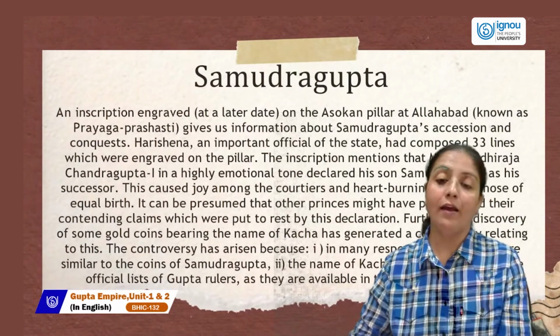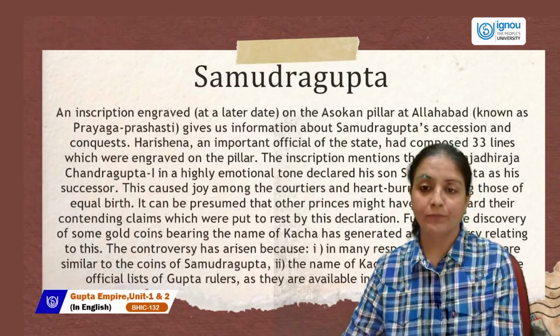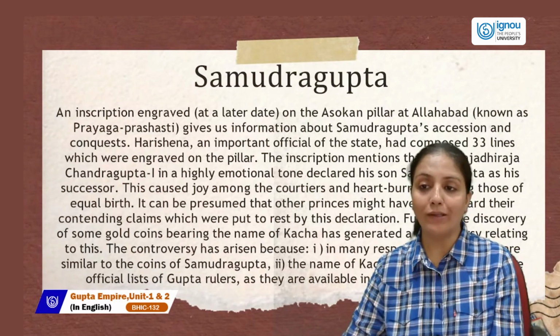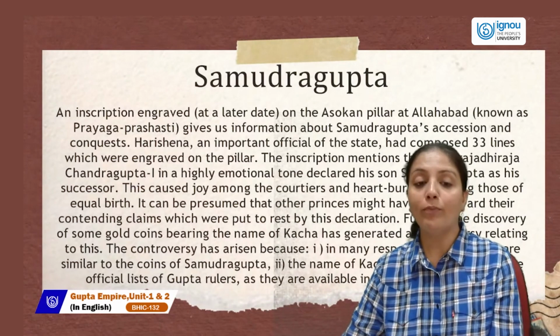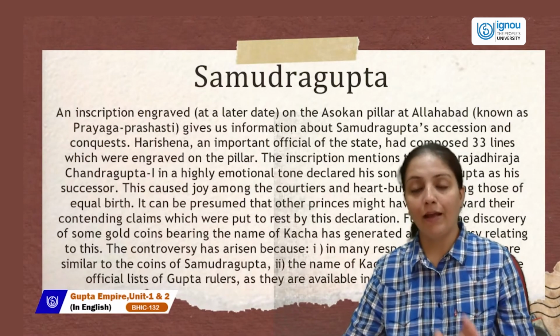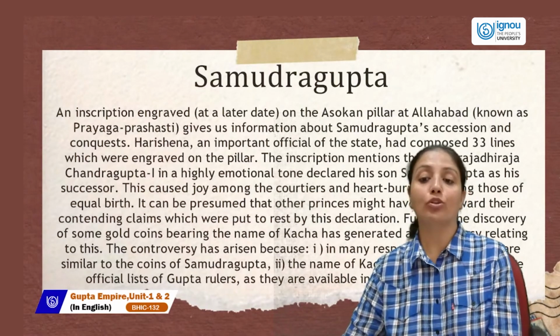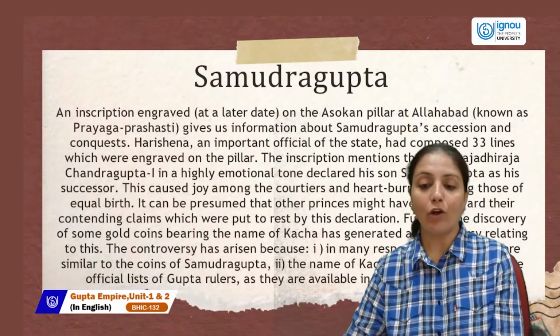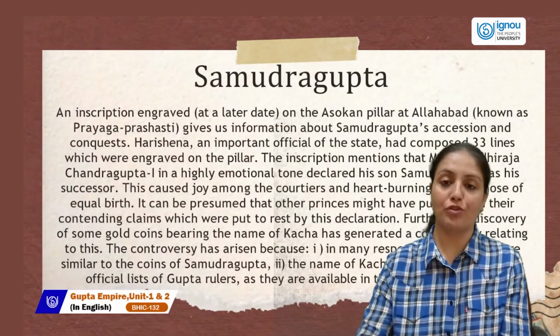Yes, all these things are written on the Allahabad pillar inscription: how Samudragupta succeeded Chandragupta I, and how Chandragupta I emotionally declared his son Samudragupta as the successor to his throne. This is a part of the Allahabad pillar inscription. You can see the language that was written and the pictures of Samudragupta.